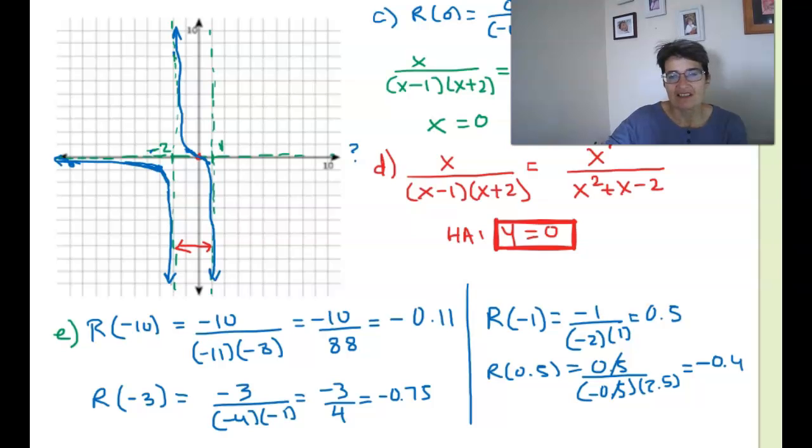Right? It's not supposed to cross the vertical asymptote. It's just hard for me to draw them. There we go.